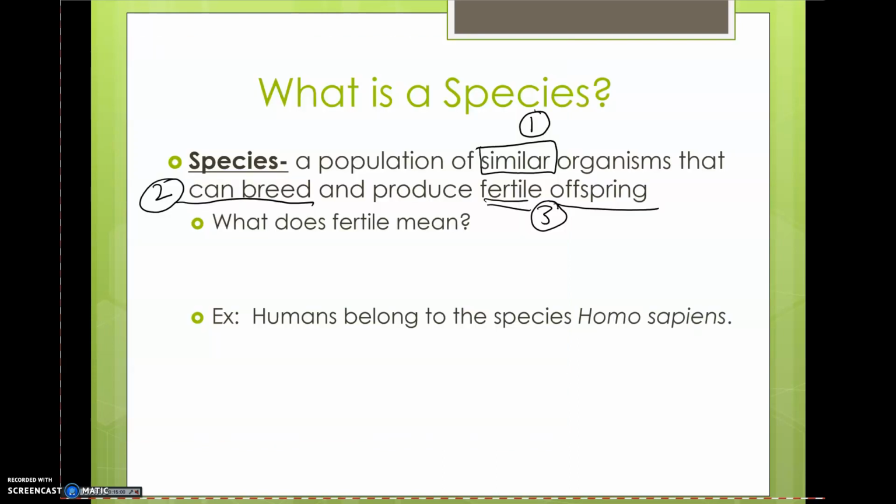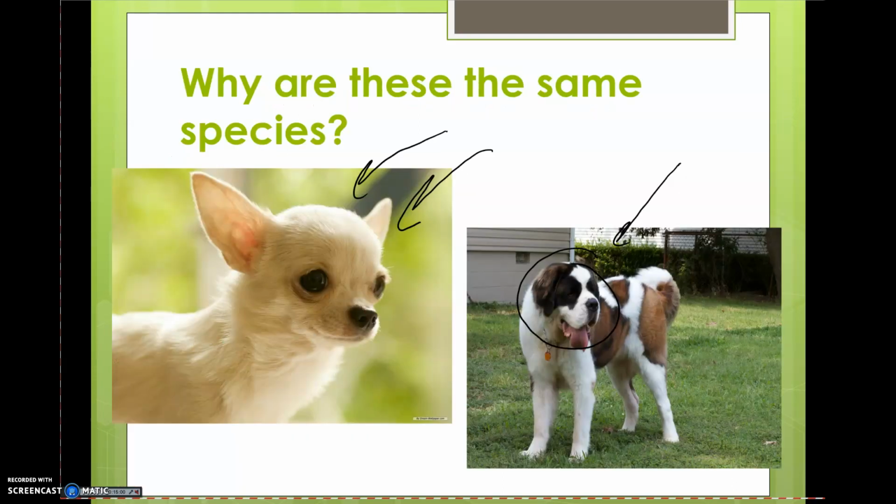Okay, now here's an example. Humans belong to the species Homo sapiens, okay? So this is called the genus name, and this is the species name right here. So all humans belong in this scientific system of naming. We're all in the same species together. Now, let's go back to our example here. This Chihuahua and the St. Bernard are both dogs. All dogs can mate with one another and make offspring. And those offspring would be fertile. So that's what this is talking about.